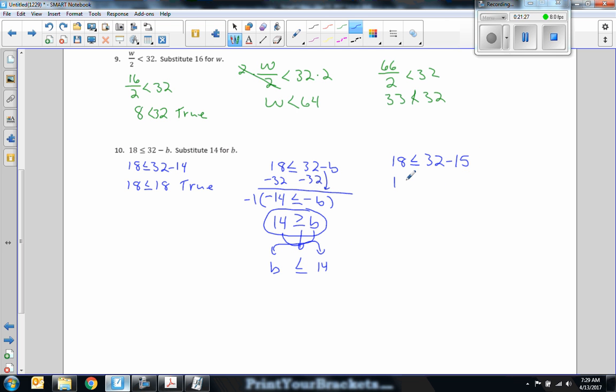Okay, now we've got this straight. 18 is less than or equal to 32 minus 15. 32 minus 15 is 17. 18 is not less than or equal to 17. That is now false. So any number greater than 14 will make that false.